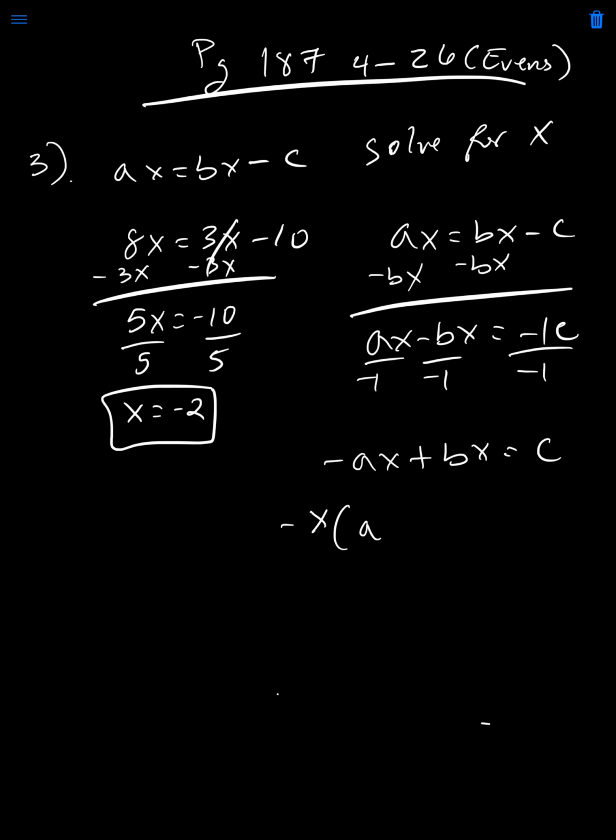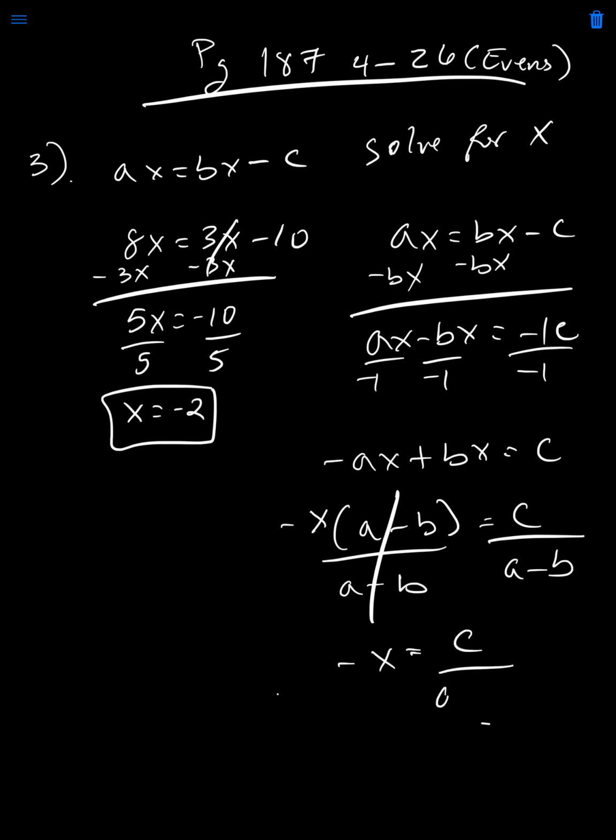This is what I was doing in class today. I was like, man, this was dope. But I can see why it's not dope for some people. So negative x factors out, leaves you with a minus b equals c.